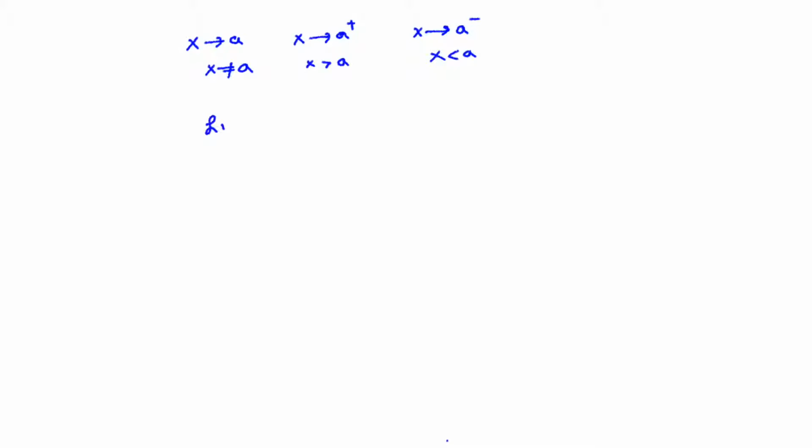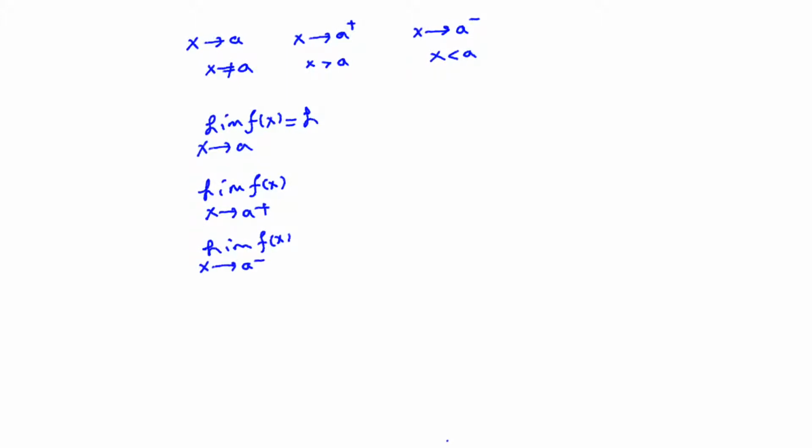When we say limit of f of x as x approaches a equals L, that means f of x can be as close as we want to L for x close to a. We defined limit of f of x as x approaches a from the right side and also from the left side.